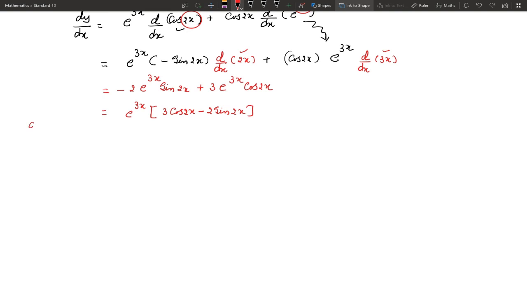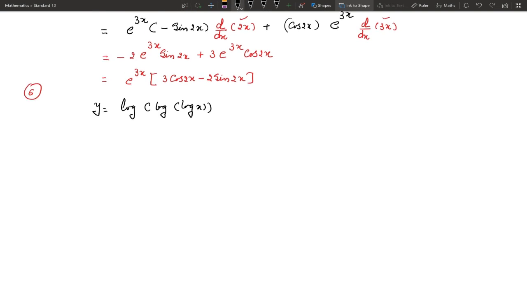We take more examples based on the chain rule. Sixth example, y equal to log of log x, a standard example. So dy by dx, when we differentiate this, first we use d by dx of log x.